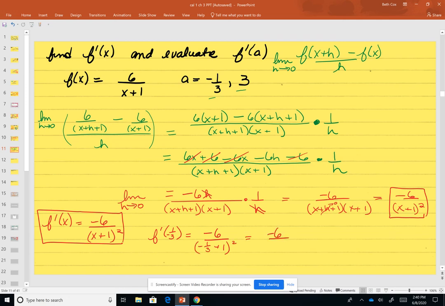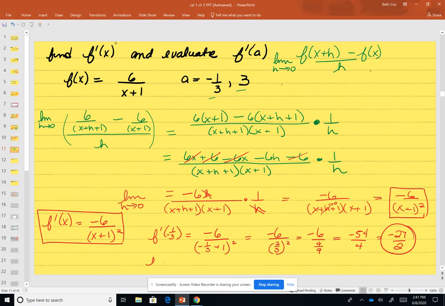All right, now you've got to be able to take a third away from a whole and leave you with 2/3. What'd she say? It's just math, y'all. It's just math. You take one whole and subtract 1/3, and you get 2/3. So this is 2/3 squared, which is negative 6 over 4/9, which is negative 54 over 4, which reduces to negative 27/2.